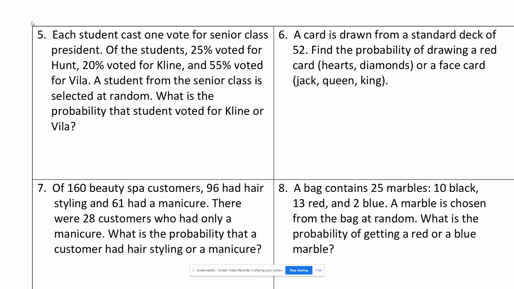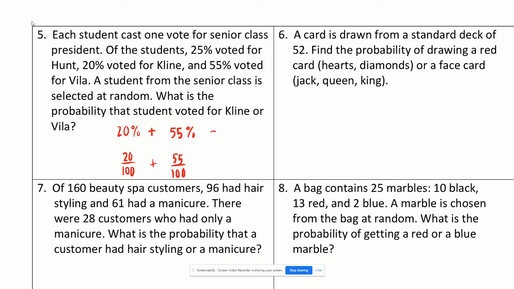So what I'm going to do is take the probability of someone voting for Klein. Now you could do that one of two ways. You could say 20%, or you could do 20 out of 100, because that's how percents work. Plus, remember they're mutually exclusive. What was the probability they voted for Vila? Well, that's 55%, or 55 out of 100.